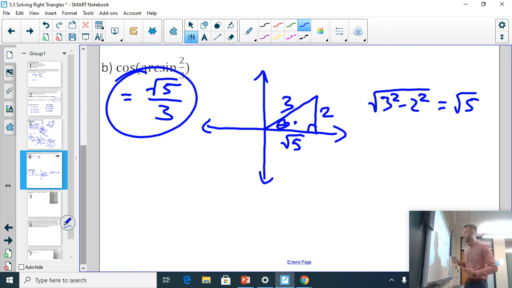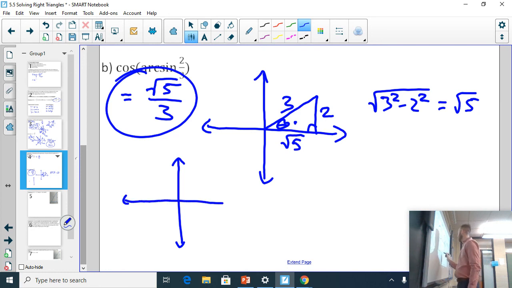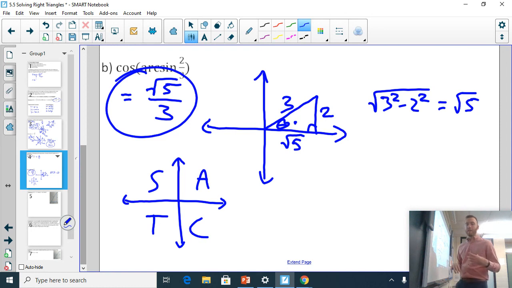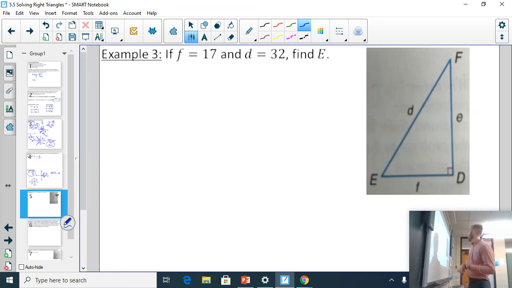And that's all for today. Again, I'd really recommend memorizing this ASTC mnemonic. I think that's going to help you out a lot in these kinds of problems. But yeah, in the next problems, we will get a little more into the title of the section, which is solving right triangles.